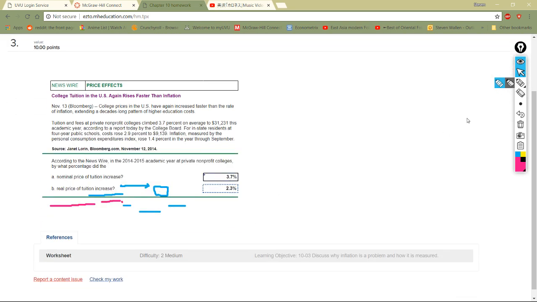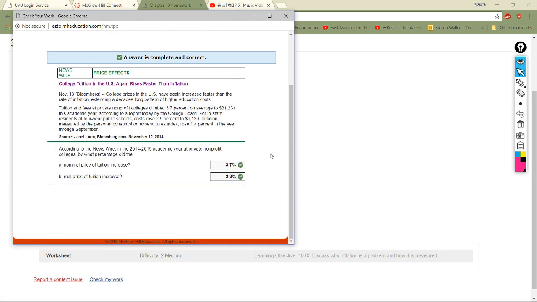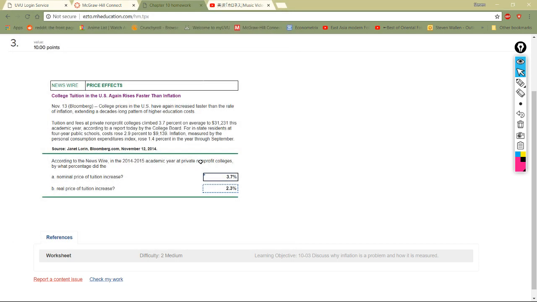So let's see what we got. Clear out all that junk. You see green? We got green, everybody. That means we're good to go. So again, all you have to do, find which one they're looking for, and then you got to minus out the inflation, which in this case was 1.4, and it's a direct minus. If it's 3.7, then you minus out 1.4, and that's what gave us the 2.3%. It's a straight up takeaway. All right, let's go to the next one.